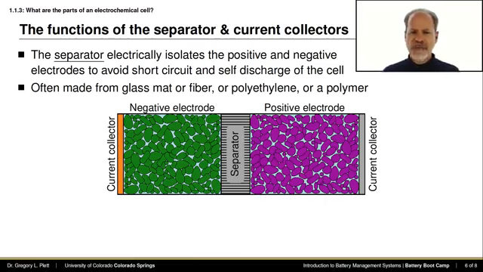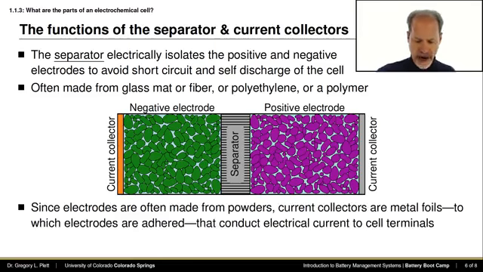It's often made from some kind of a porous glass mat or a fibrous mat or a polyethylene or a polymer with micropores. It really only keeps the two electrodes separated from each other, but it still has pores or openings inside of it that are large enough to let the electrolyte through, and therefore ions can flow from one side of the cell to the other with very little ionic impedance.